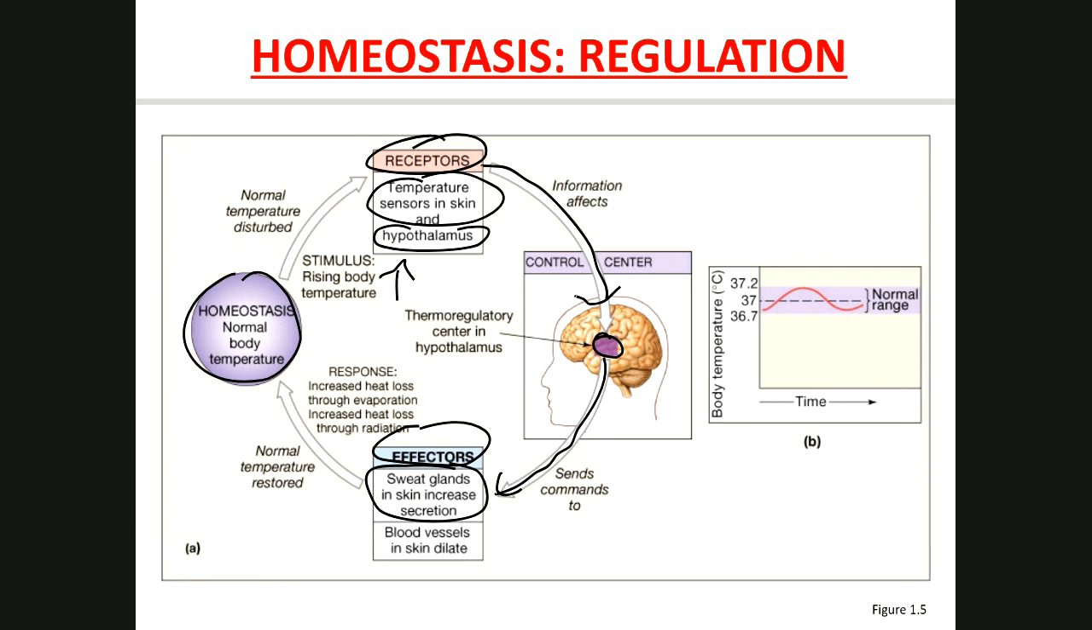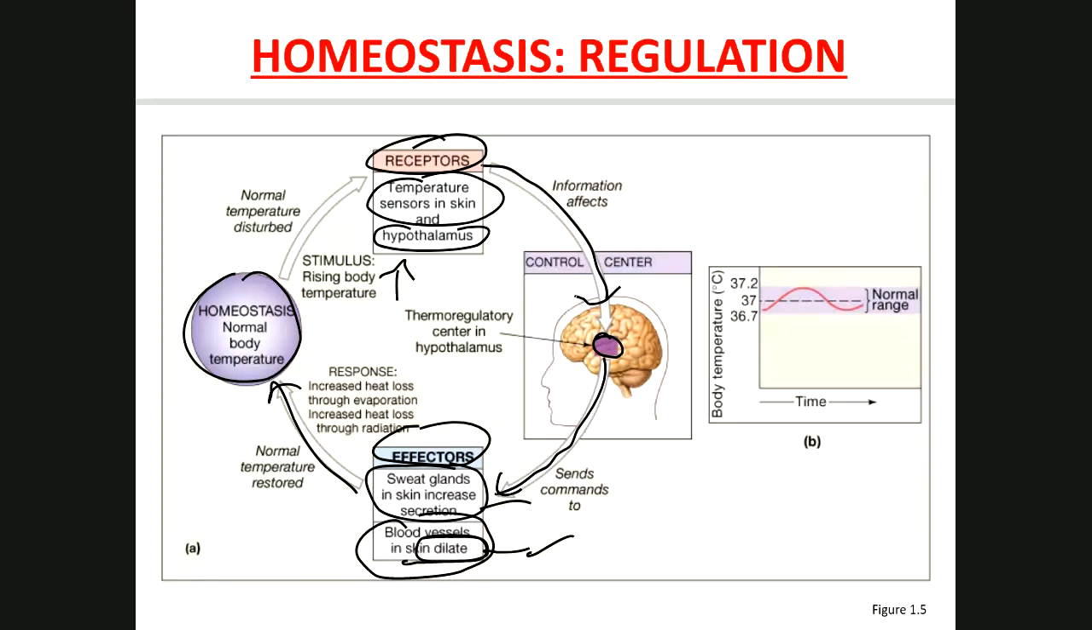Also, blood vessels in the skin, the smooth muscle in the blood vessels will relax, which will make the blood vessels dilate. So more blood will flow through these blood vessels because they have enlarged, and the temperature will diffuse through the skin, cooling the body down. So there are two types of effectors that are responding: the smooth muscles in the blood vessels of the skin, which relax, and sweat glands, which are going to secrete sweat. The response will bring the body back to homeostasis. So this response is the feedback.